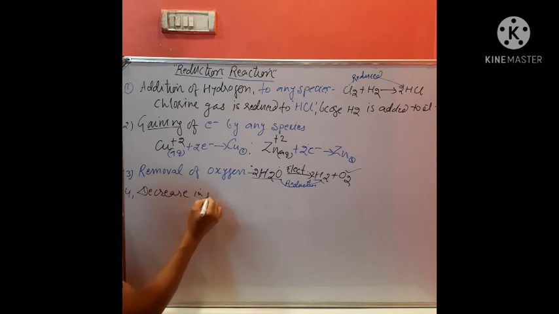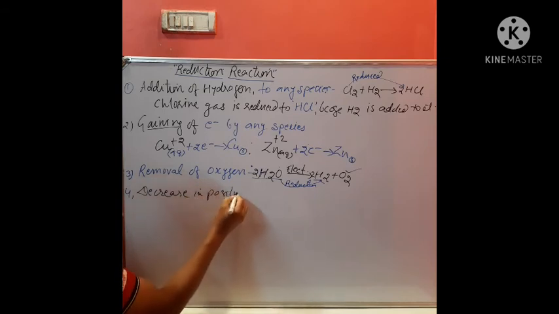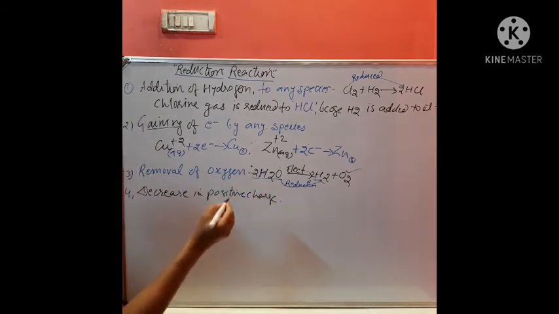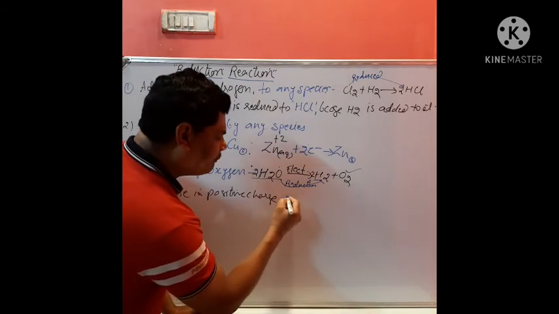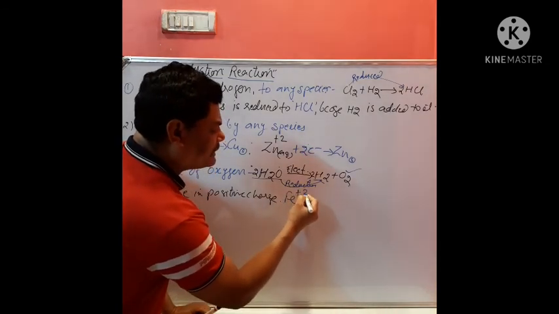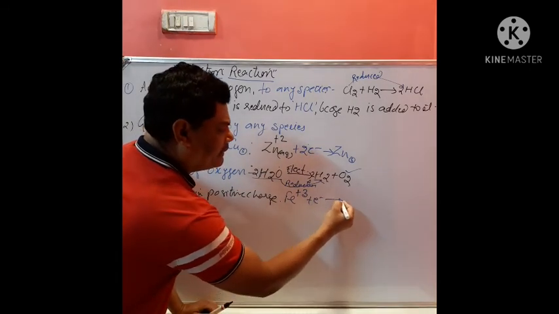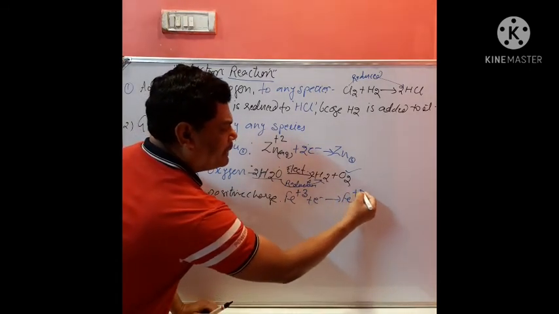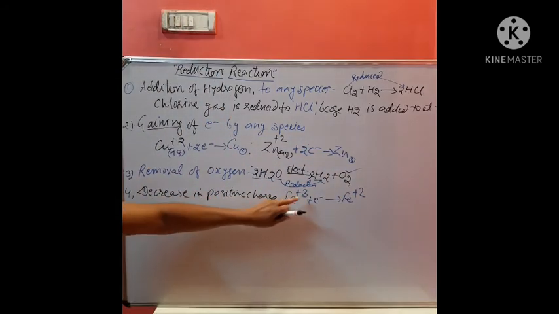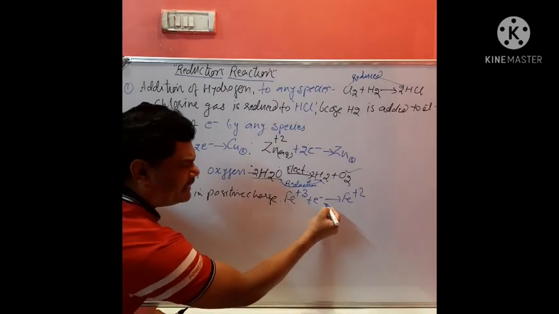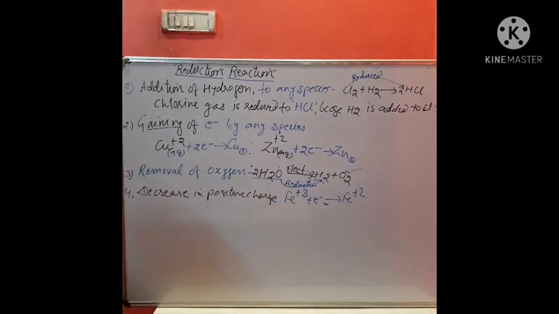Moreover, we can write: decrease in positive charge is also known as reduction. Now, decrease in positive charge means what? Suppose iron, which is present in +3 form, when it gains 1 electron, now converts into Fe+2. So here is a decrease in positive charge, that is +3 to +2. But again, simply you can see here, this is the gain of electron, which we have already checked.